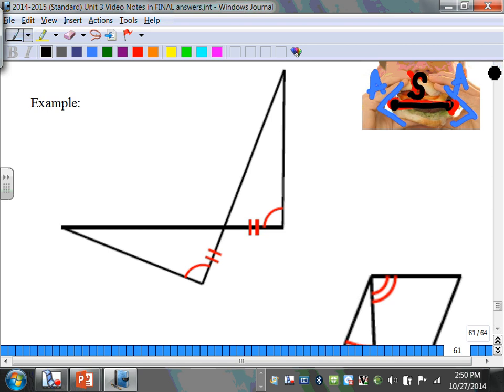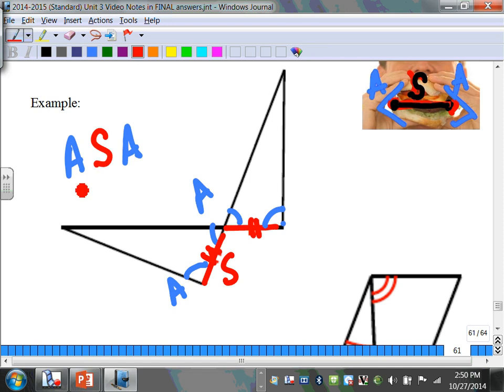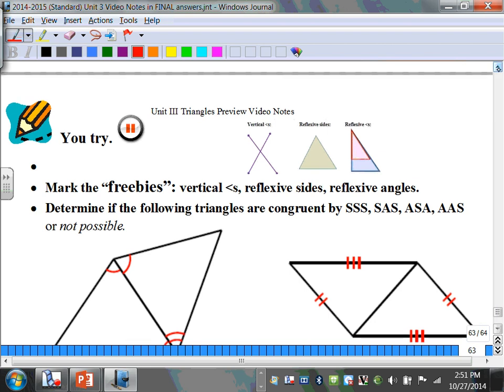Example 1. There's a freebie there, mark it. Okay, so there's a pair of angles. Now here, notice we have a pair of sides. So that's an S. And then we have another pair of angles. That's an A. That side is sandwiched between the angles, so that is an example of ASA shortcut. If you have ASA, it means the entire triangle is equal.